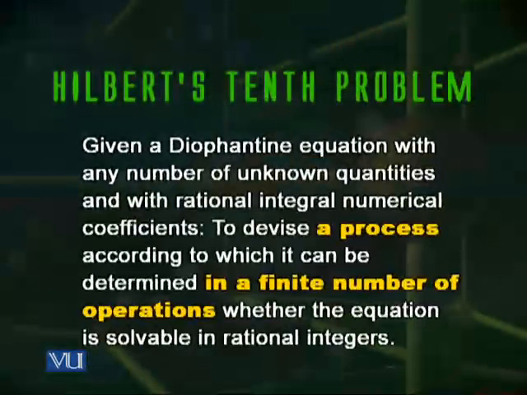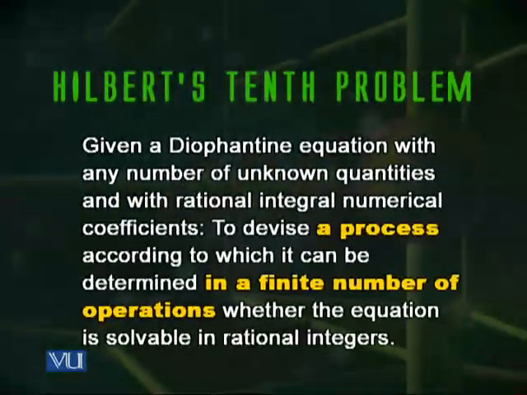The exact words in which Hilbert's 10th problem was phrased are the following. Given a Diophantine equation with any number of unknown quantities and with rational integral numerical coefficients, devise a process according to which it can be determined in a finite number of operations whether the equation is solvable in rational integers. Well, this statement of Hilbert's 10th problem may be overwhelming to you. You do not understand what a Diophantine equation is, what rational integer coefficients are, and so on and so forth.